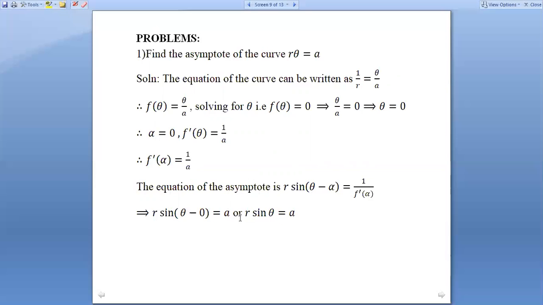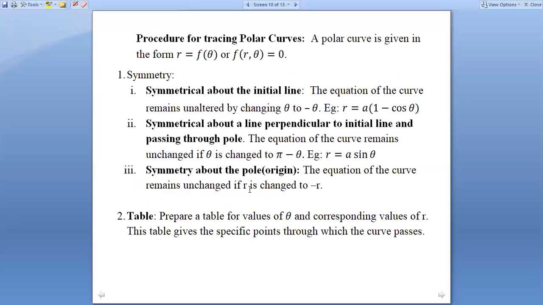So this is the equation of the asymptote for this curve r theta is equal to a. So this is a procedure for all the problems when you have a polar curve. Now let us look at the procedure for tracing polar curves. Any polar curve is given in the form of r is equal to f of theta or f of r comma theta is equal to 0.